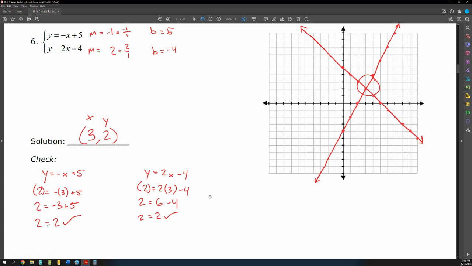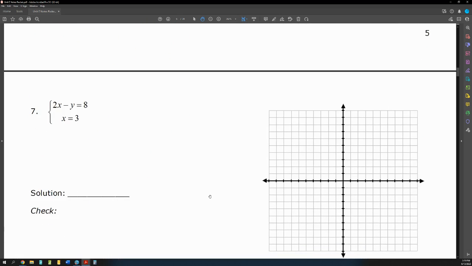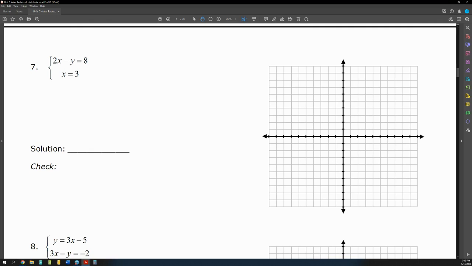All right, let's move on. Number 7. So to graph this line, I'm going to start by rewriting the first equation in slope-intercept form. So we have 2x minus y is equal to 8. I'm going to solve for y. So subtracting 2x from both sides, I get negative y is equal to negative 2x plus 8.